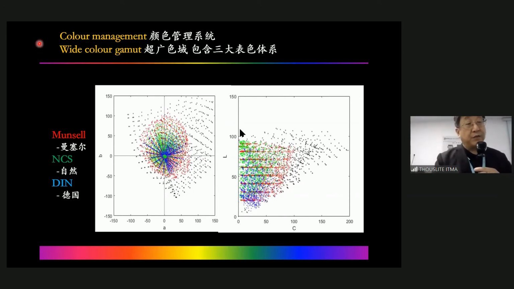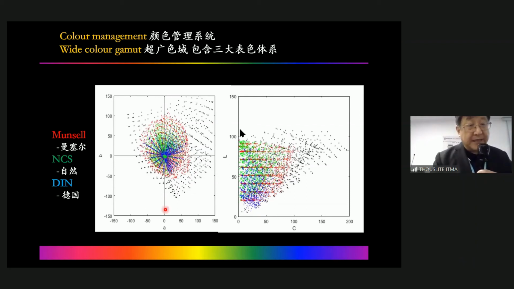And we are using the 3 color order systems here: Munsell, NCS, and DIN. They are all pigment systems. You can see their color range in terms of red, green, and blue. They are well within our color range.